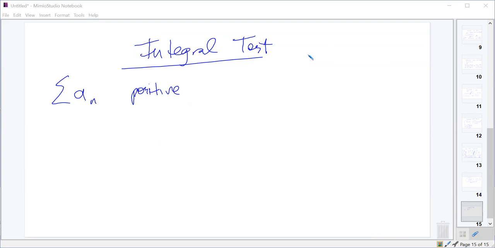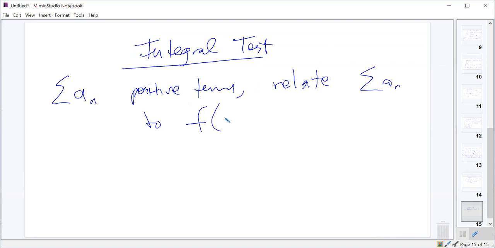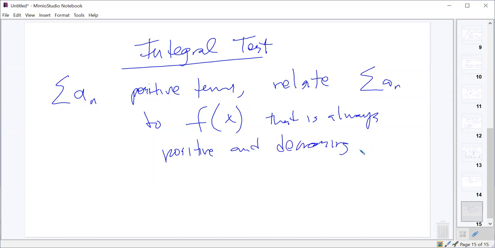All right. So we have the sum of a sub n as our series here. We have positive terms for this, and if we can relate that series to some function, we'll just call it f of x, that is always positive and decreasing and continuous. That's important too. And continuous.